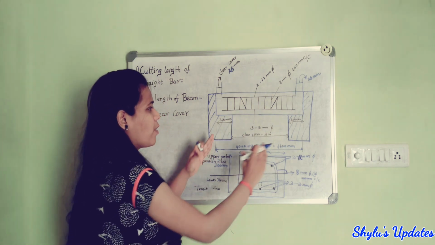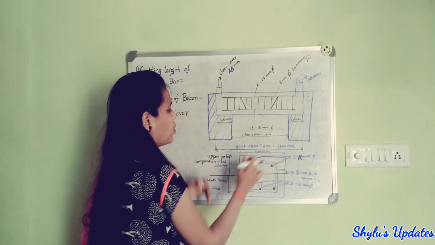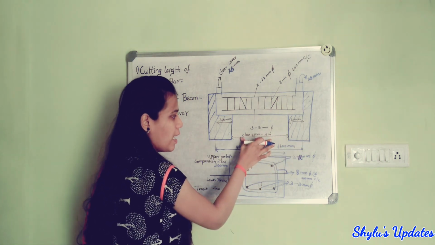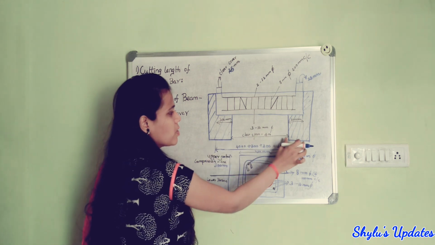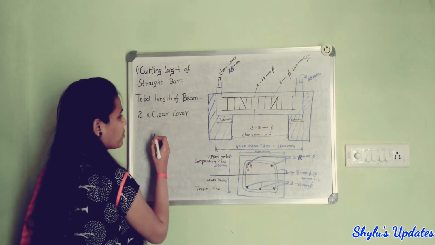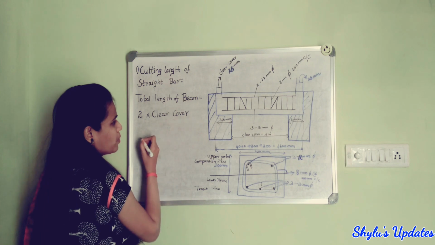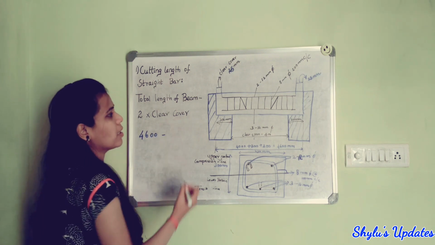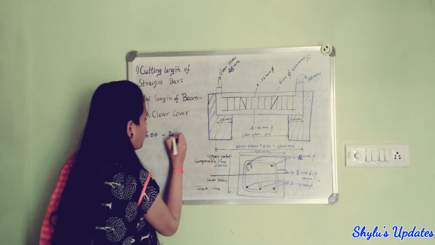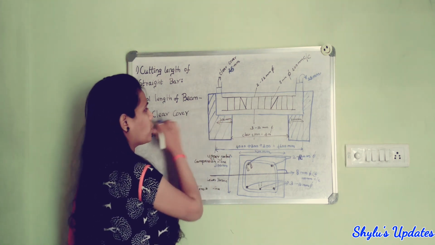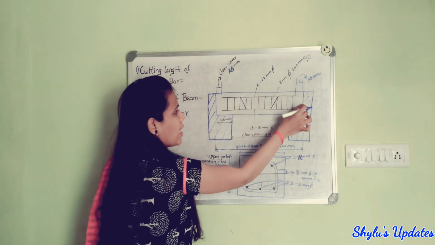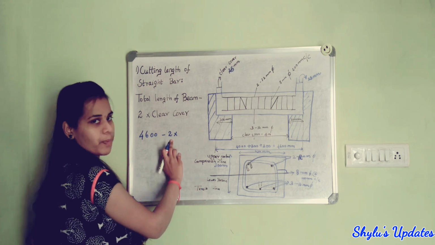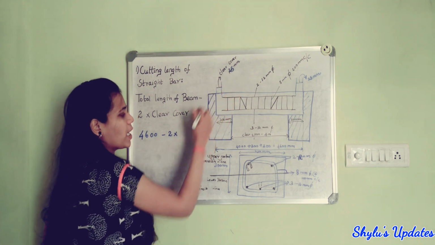For that, first of all, we want to know the total length of beam. I have told you that we have to consider the bearing on the walls also. Clear span plus 300 mm plus 300 mm. So totally, total length of beam is 4600 minus 2 into clear cover. Why 2 into clear cover? Because both the sides clear cover is there. So both ends we have to consider. Clear cover is 25 mm.